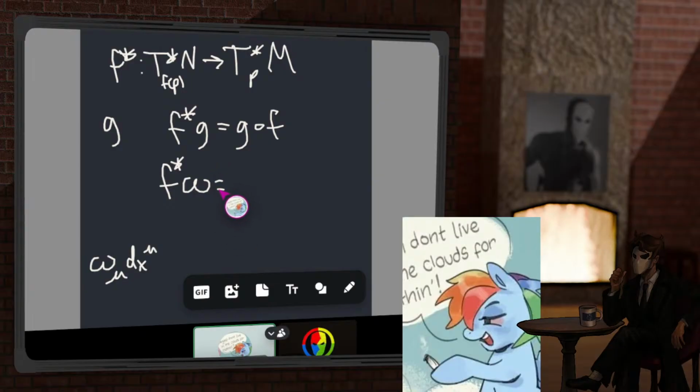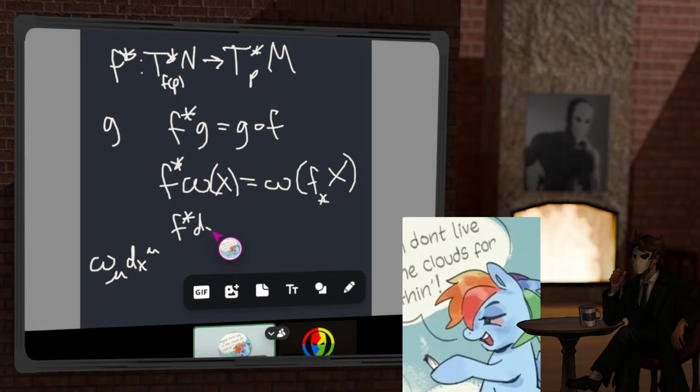Then if it's acting on a specific vector, we have omega of the push forward of this. In other words, f star dx m equals dfm.